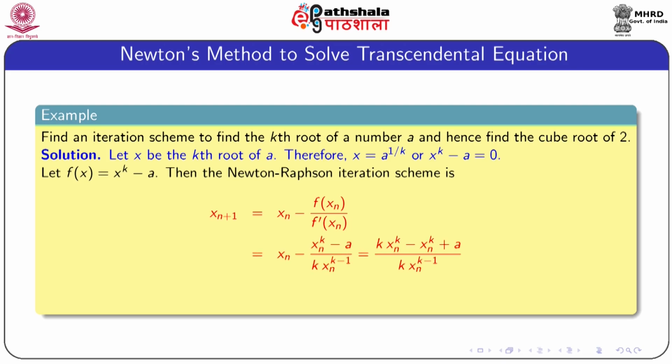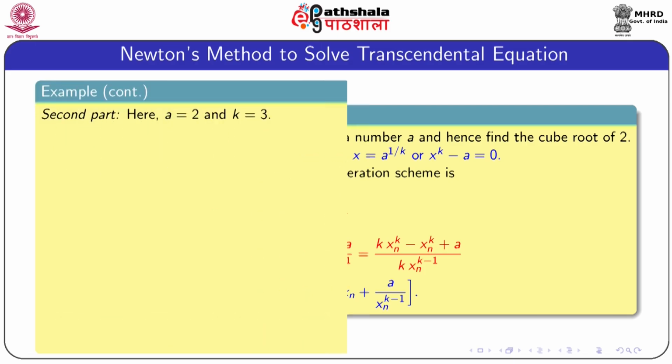and after substituting the value of f and f derivative we obtain finally k into xn to the power k minus xn to the power k plus a, whole divided by k into xn to the power k minus 1, or it can be written as 1 by k whole into (k minus 1) into xn plus a by xn to the power k minus 1. So, this is the iteration scheme to find the kth root of any number a.